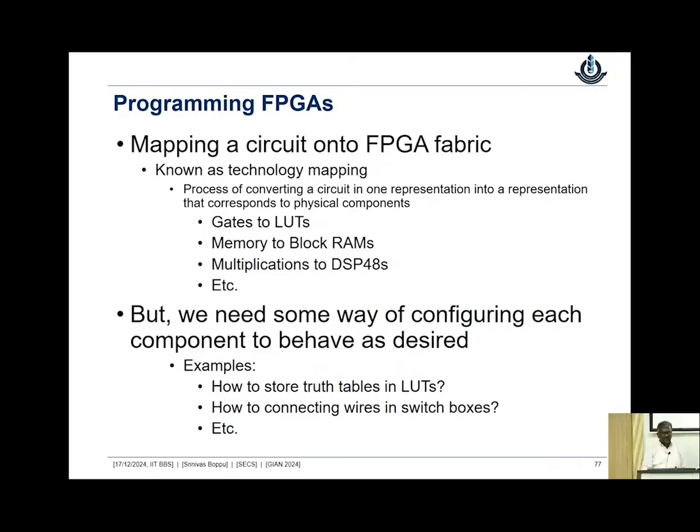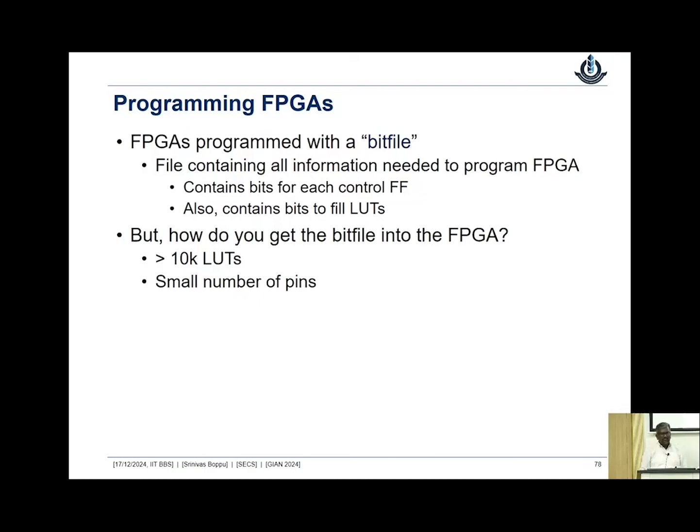Now, in the end, we need a way of configuring the FPGA. Configuration means how to store the truth tables of each LUT, and then how to connect the wires between them. If you look at this bit file, that's what it has: the configuration for your LUTs and the programming data for your switches. Now in a typical FPGA, we have too many LUTs and too many switches. So how do you program each bit?